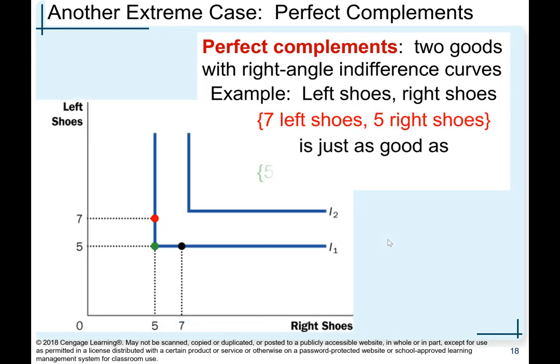Another extreme case is the case of perfect complements. Perfect complements are two goods with right angle indifference curves, 90 degrees. For example, your left shoes and your right shoes are perfect complements. You can't wear one shoe without the other. So 7 left shoes and 5 right shoes is just as good as 5 left shoes and 5 right shoes.